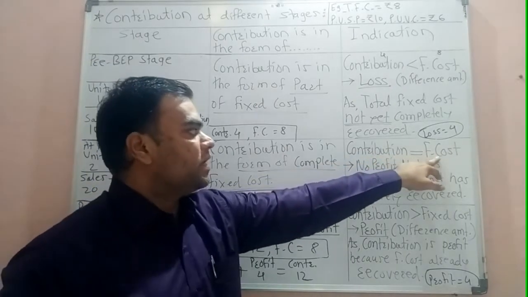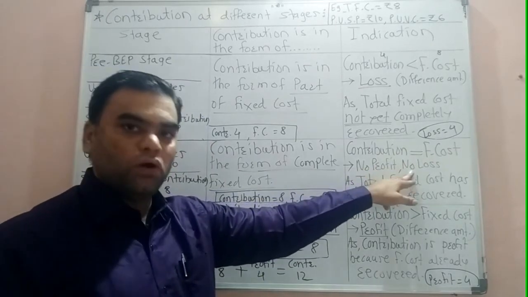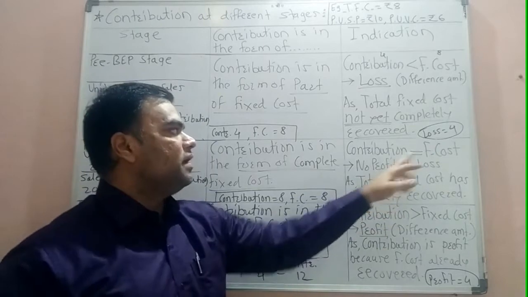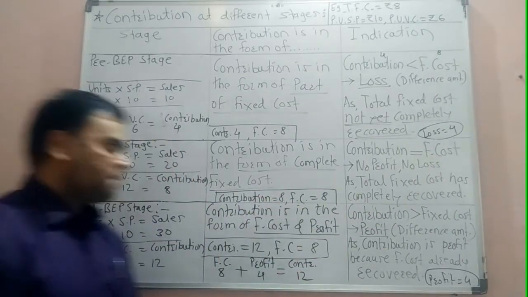So contribution became exactly equal to total fixed cost. That's why there is no loss and no profit, because total fixed cost has been completely recovered. Any variable cost is immediately recovered.